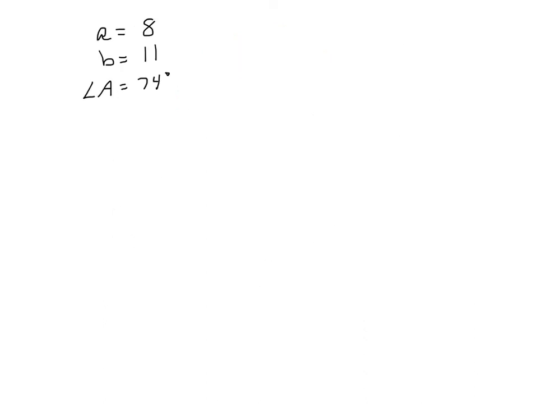Another example for our notes, we've got AB and angle A given again. So again, I just draw myself a quick reference. This will be my 74. Side opposite is 8. The adjacent side is going to be 11, because this will be angle B. That's what I'm looking for.